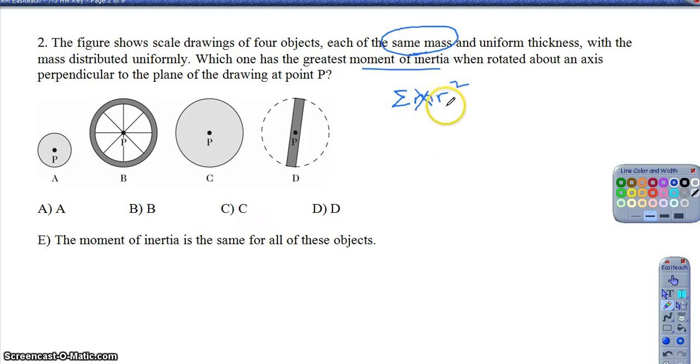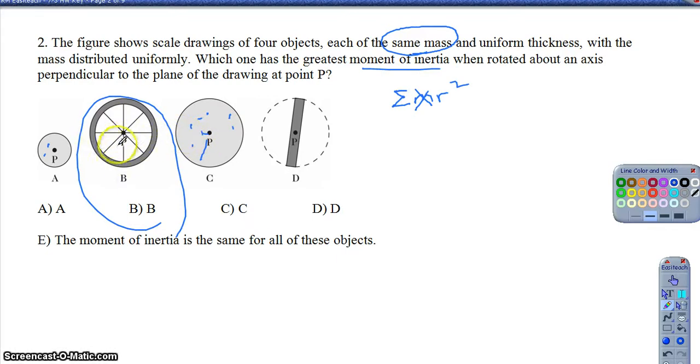So the biggest question is going to be which of the objects has the most mass located the furthest away. And hopefully as soon as you make that realization, it's pretty easy to choose option B here. If I look at the options, A and C both have mass kind of dispersed throughout the disk. So some of the mass is very far away, some of the mass is very close to the axis of rotation, so its moment of inertia, again, we know that's 1/2 mr squared, is going to be somewhere between the full distance and the minimal distance.